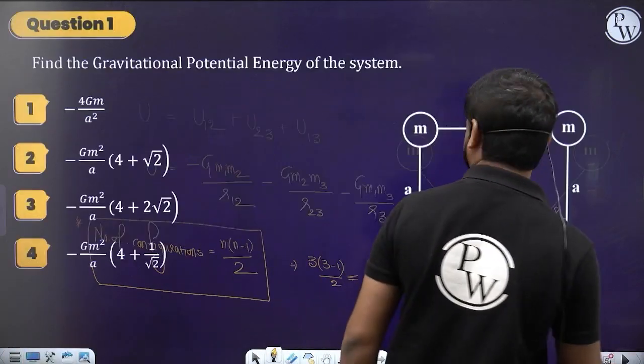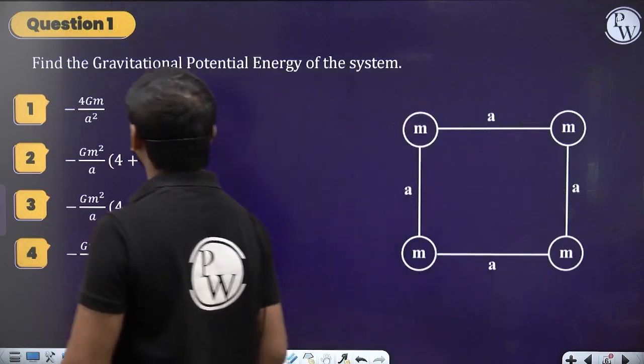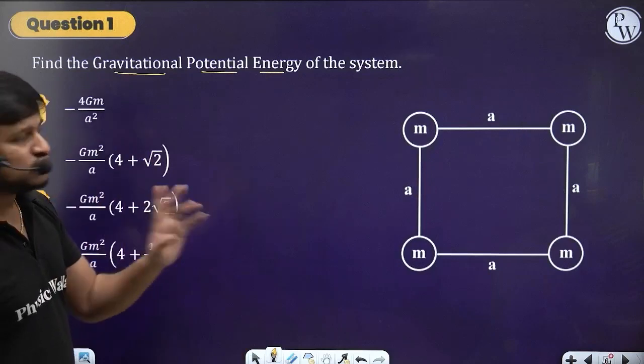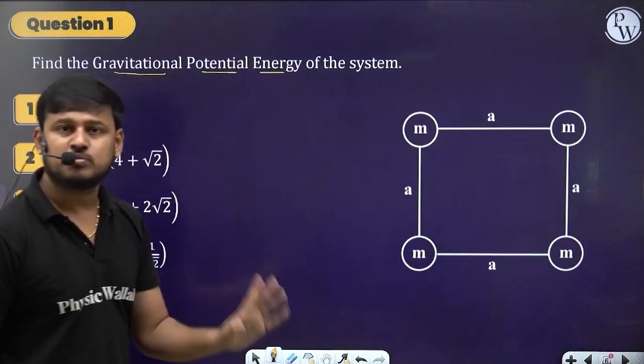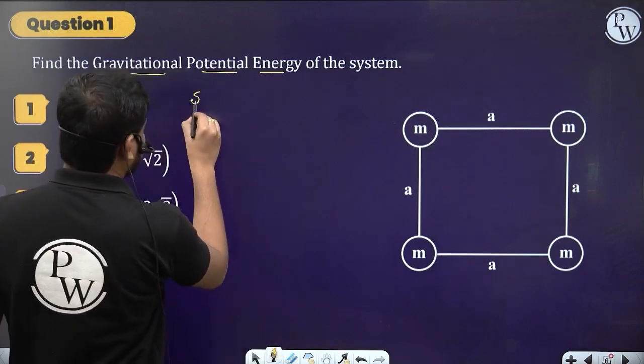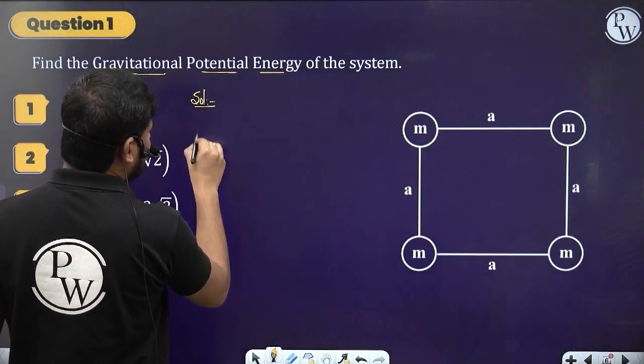So let's see the next one. In this particular question, we have to find the gravitational potential energy of the system. So in total how many masses are there? 4 masses are there. So first, let's find the number of configurations.